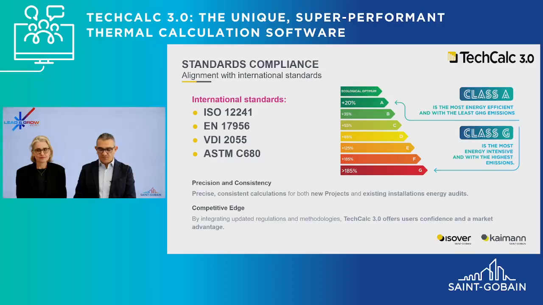Yes, TechCalc 3.0 complies fully with ISO 12241 and 17956, the latest standards for thermal calculation and for energy efficiency. We have introduced some methodologies for VDI 2055 and ASTM C680. For example, for 17956, it's possible to calculate automatically the classification from letter A to letter G, if you know the insulation thickness for each of your proposals.